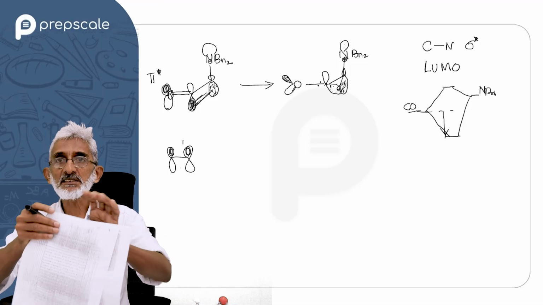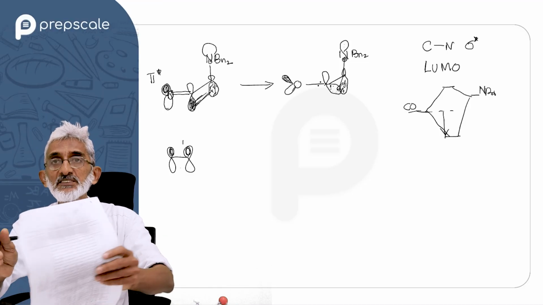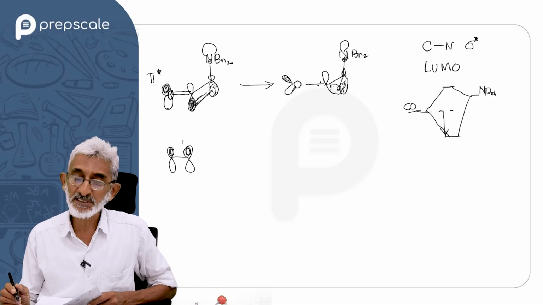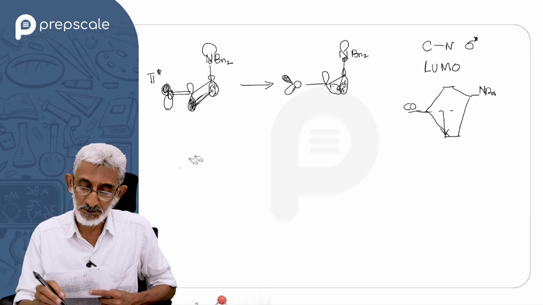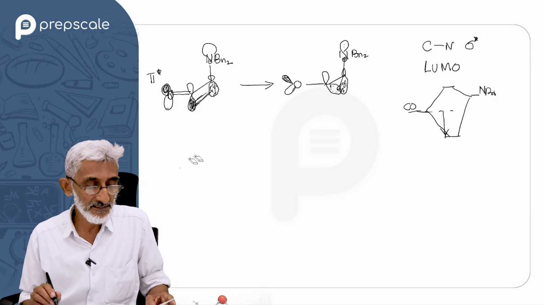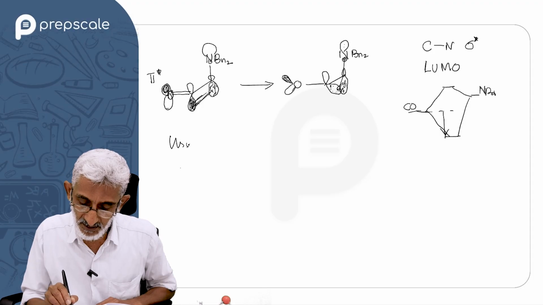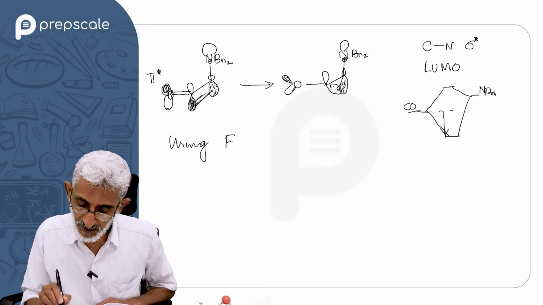Now let me just give you some idea how to apply this Felkin-Anh model. There are three different steps which are required to apply this. First thing is step number 1, using the Felkin-Anh model.